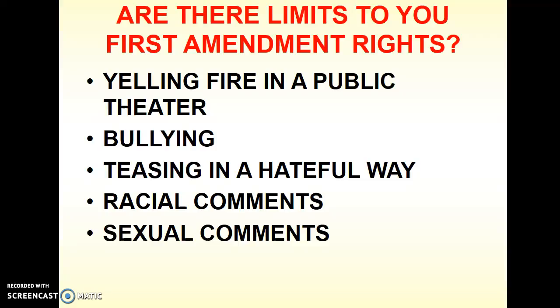Bullying, teasing in a hateful way, racial comments, and sexual comments are also not protected by the First Amendment, and are considered harassment and can be prosecuted by an attorney in a court of law. So, let me rephrase that, not all speech and expression is protected under the First Amendment. Keep in mind to pause this at any point that you need to in order to get any of the information down.